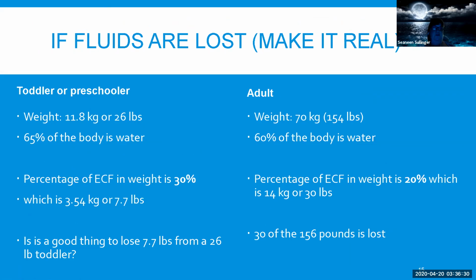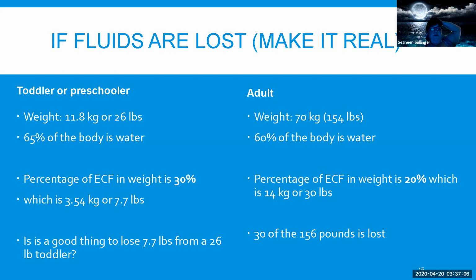So in trying to put it into perspective, if you're looking at a toddler or preschooler who is approximately 26 pounds, 65% of their body is water. And so the percentage of extracellular fluid in weight is 30%, which is about 7.7 pounds. So is it a good thing to lose 7.7 pounds from a 26-pound toddler? No. That's why when you're weighing the child, that's why it's so important and such a good indicator of fluid balance to do the daily weights.